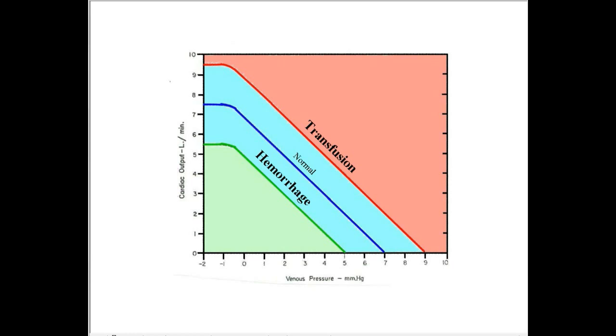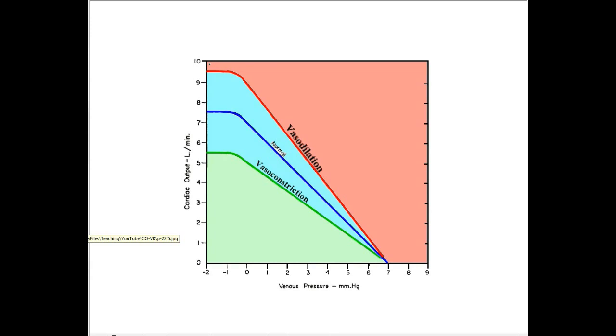When total peripheral resistance, TPR, is changed without changing volume, the venous return will either increase or decrease. So vasodilation is going to shift this curve upward. Venoconstriction is going to shift the curve down.